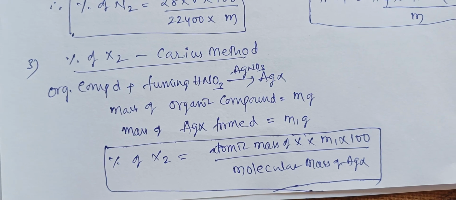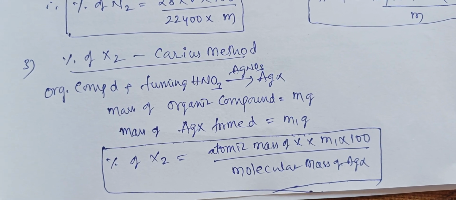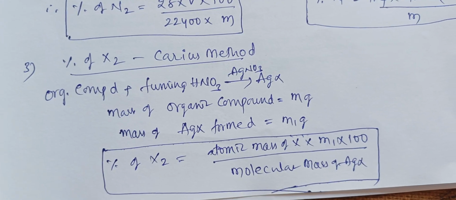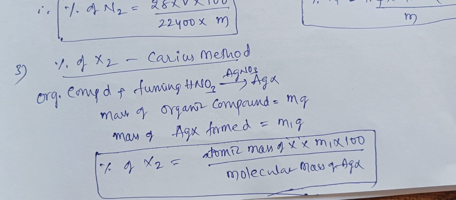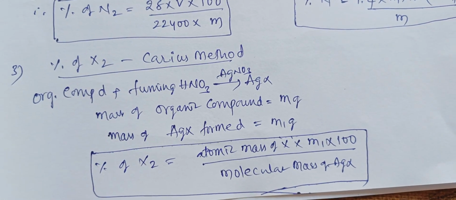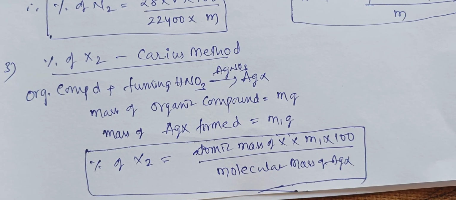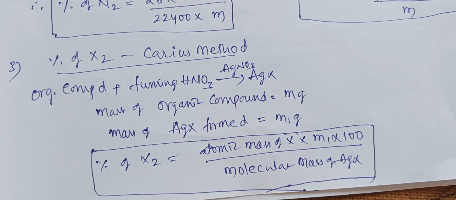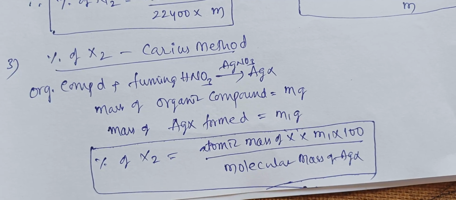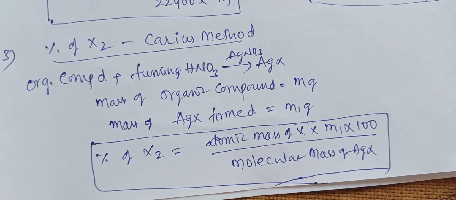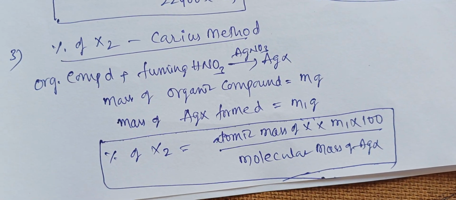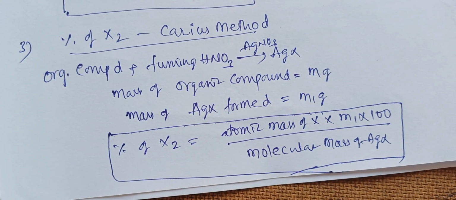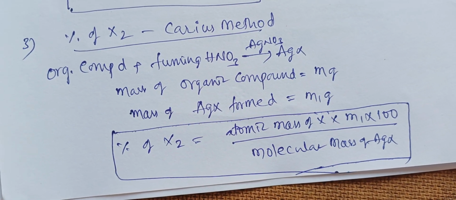Now here, the process is that we are taking an organic compound and reacting it with fuming nitric acid, followed by the influence of AgNO3, so that we are getting a silver halide. Suppose if chlorine is present in the organic compound, we will be getting silver chloride. So here, the mass of the organic compound taken is m grams, whereas the mass of AgX, that is the silver halide formed, is m1 grams.